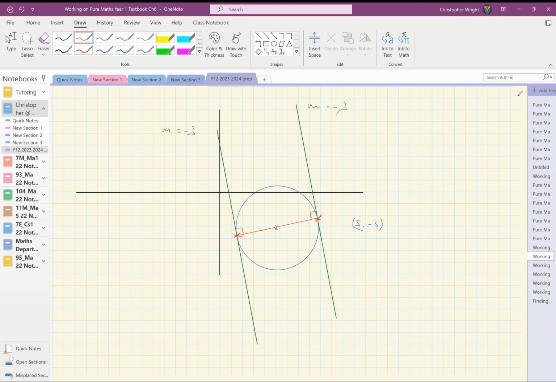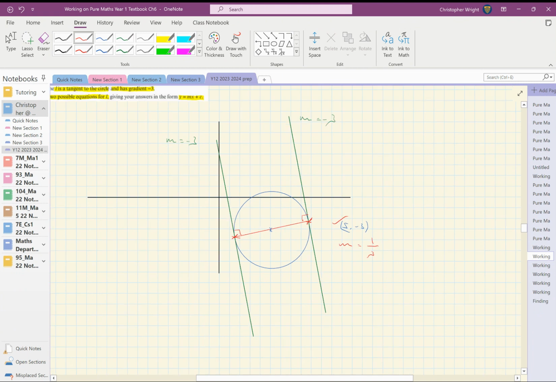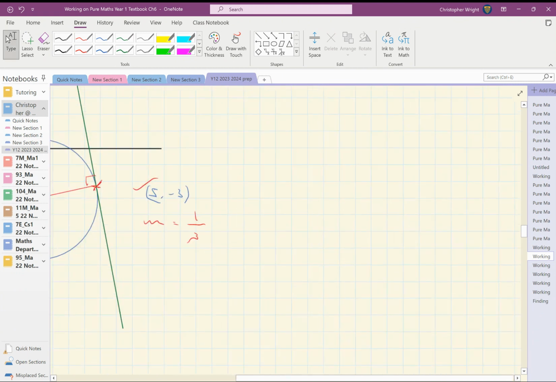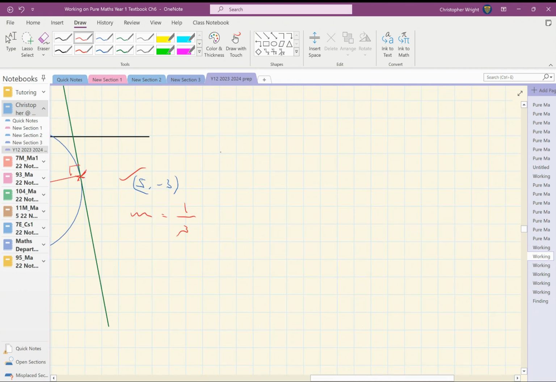Well, I'm going to need a point on the red line. I've got that. And I'm also going to need to know the gradient of the red line. Well, I know the gradient of the red line is the negative reciprocal of the green lines, because the two are at right angles. So I know the gradient of the red line is 1/3. So now I can work out the equation of the red line.